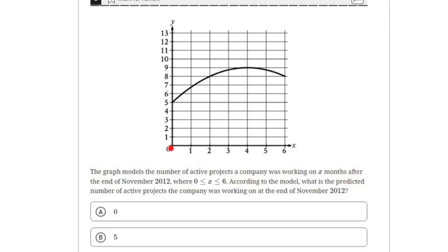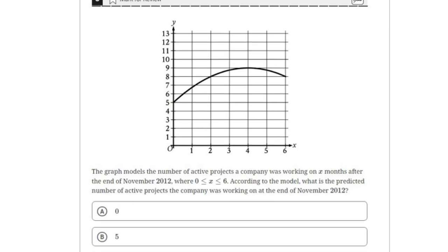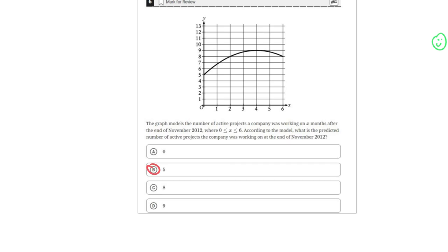So this moment in time is November 2012, right? Because the x-axis typically has to do with time. I think that's another thing to remember. So what is the predicted number of active projects the company was working on at the end of November 2012? In other words, here, that's the y-intercept. So that's going to be 5. Okay? So if you have to pause that, read it, and think about it, that's clearly the answer.